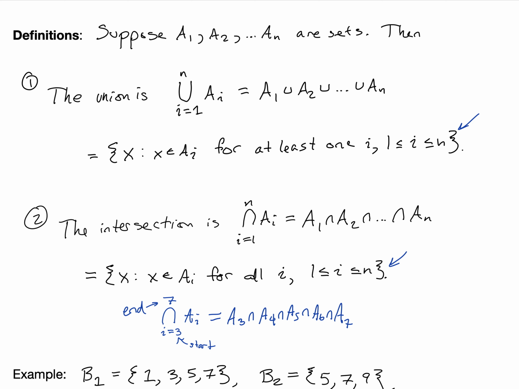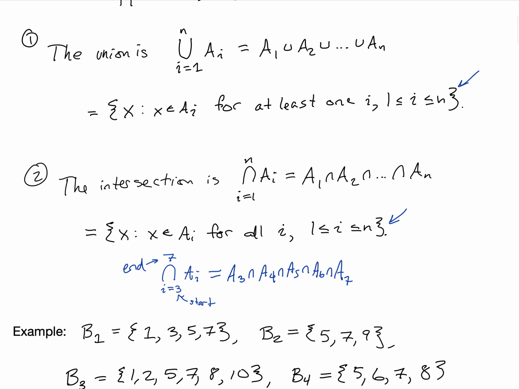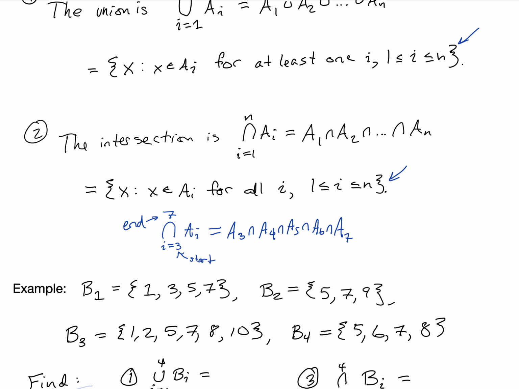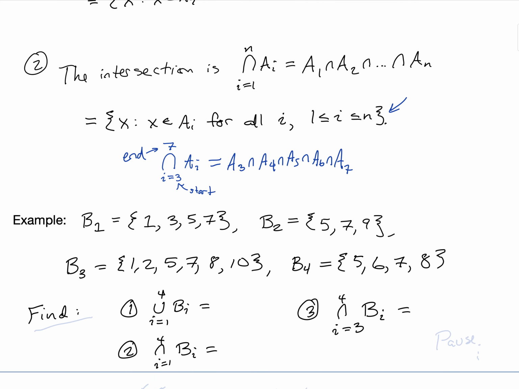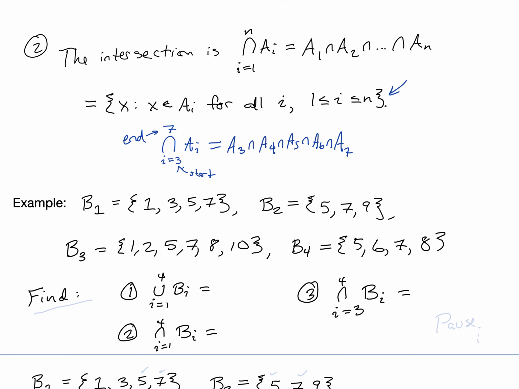So let's take a look at an example. Let B1 be the set containing 1, 3, 5, and 7, B2 be the set containing 5, 7, and 9, B3 and B4 be as written, and let's find these following unions and intersections. So find these sets. Pause and we'll talk about them together.